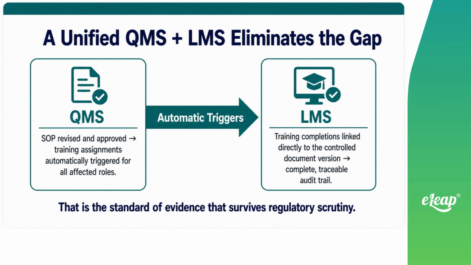When a procedure is revised and approved, training assignments can be automatically triggered for all affected roles. Completion records are linked directly to the controlled document version, creating a complete traceable audit trail from the procedure to the employee who performed it. That is the standard of evidence that survives regulatory scrutiny.